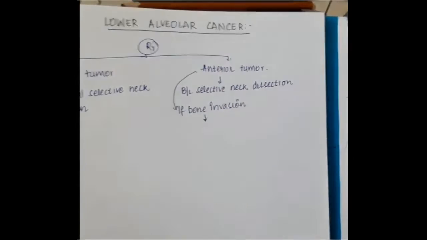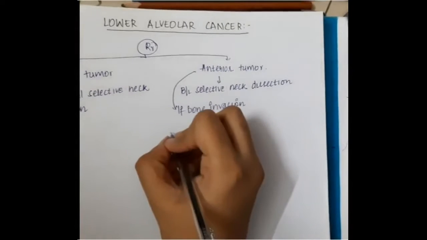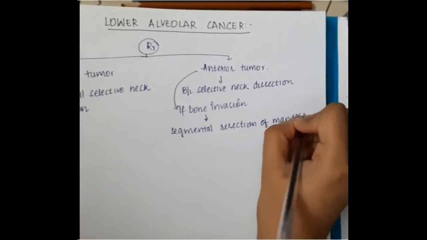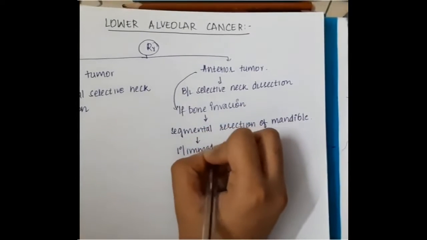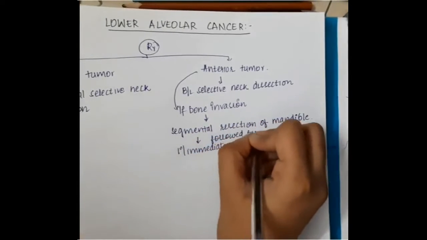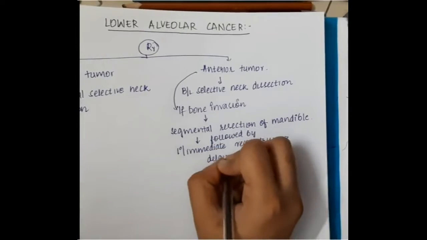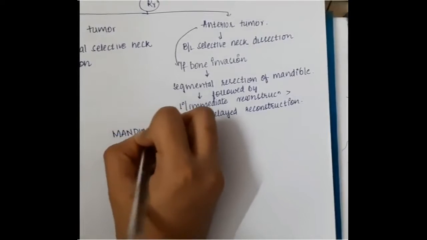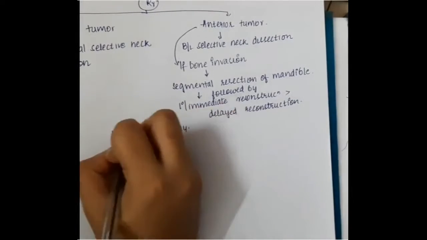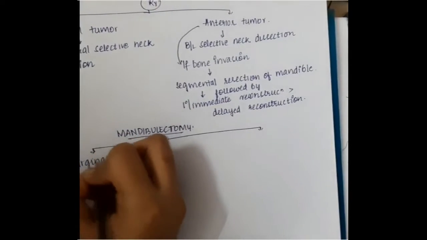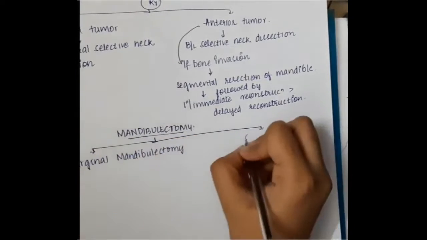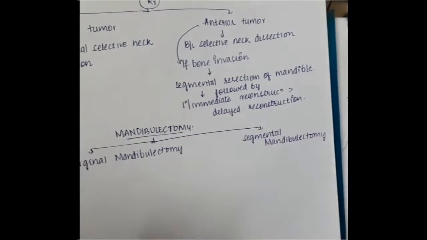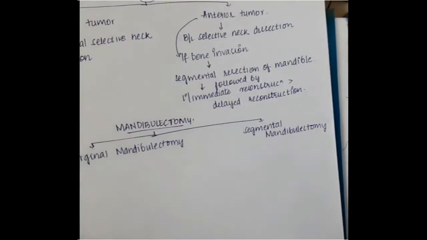If there is bony invasion, then you will have to do segmental resection of the mandible, which is followed by primary or immediate reconstruction more than delayed reconstruction. We should also do mandibulectomy. Mandibulectomy can be of two types: marginal mandibulectomy, or segmental mandibulectomy.